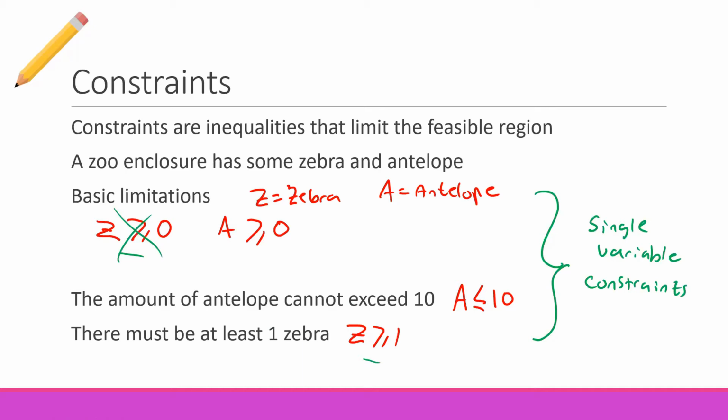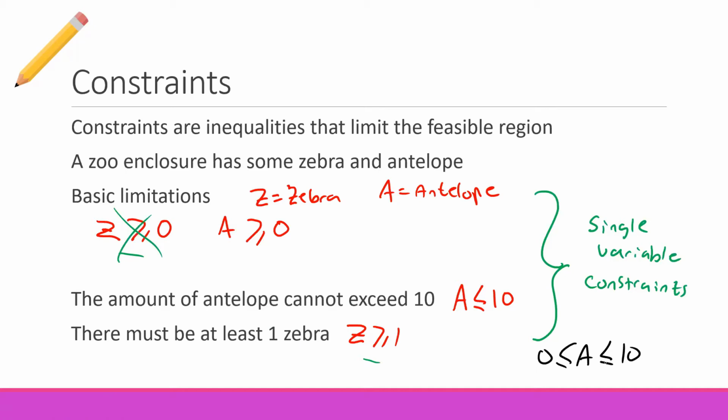So if we wanted to, we could rewrite A and say A must be less than or equal to 10, but greater than or equal to 0. So that's another way we could write A. But you don't need to know that. I'm just saying that these are all single variable constraints, so we're only looking at one variable in each of these.